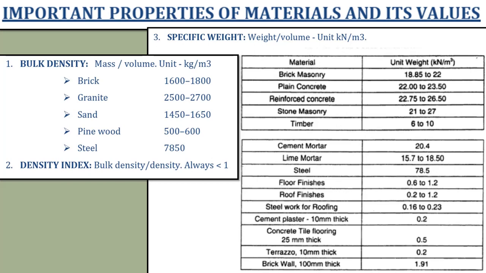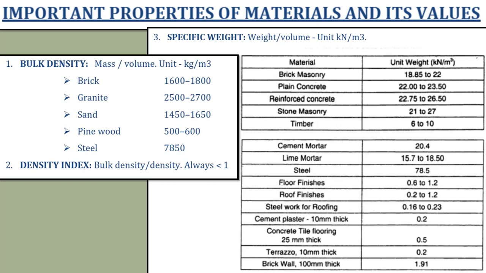First is bulk density. What is meant by bulk density? Bulk density is the ratio of mass of material divided by volume of that material, and its unit is kg per meter cube. You can convert it to kilonewton per meter cube, but the values I have given are in kg per meter cube. Brick should be 1600 to 1800 kg per meter cube. Granite 2500 to 2700. Sand 1450 to 1650. Pine wood 500 to 600. As far as steel is concerned, as you know, bulk density is 7850 kg per meter cube.